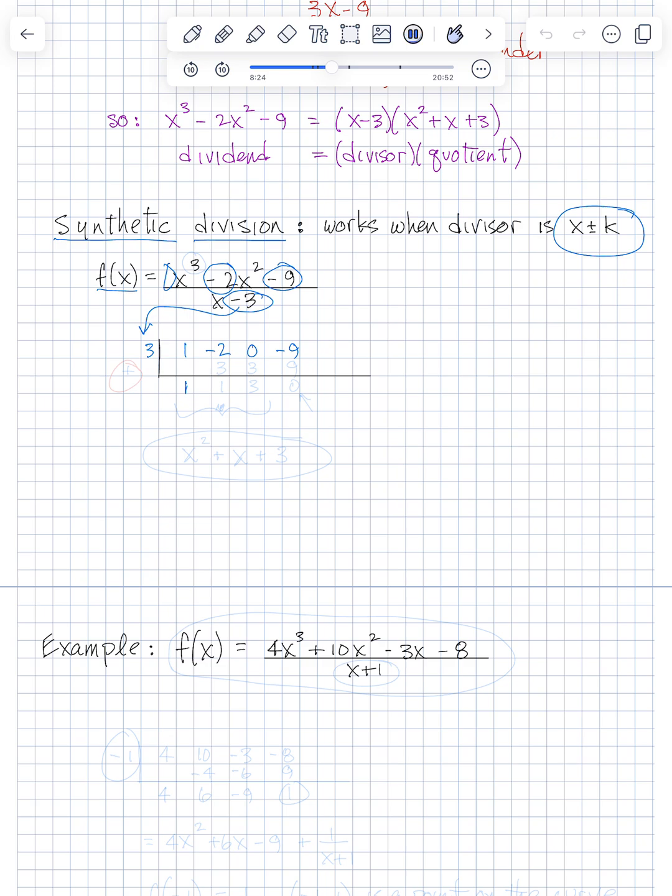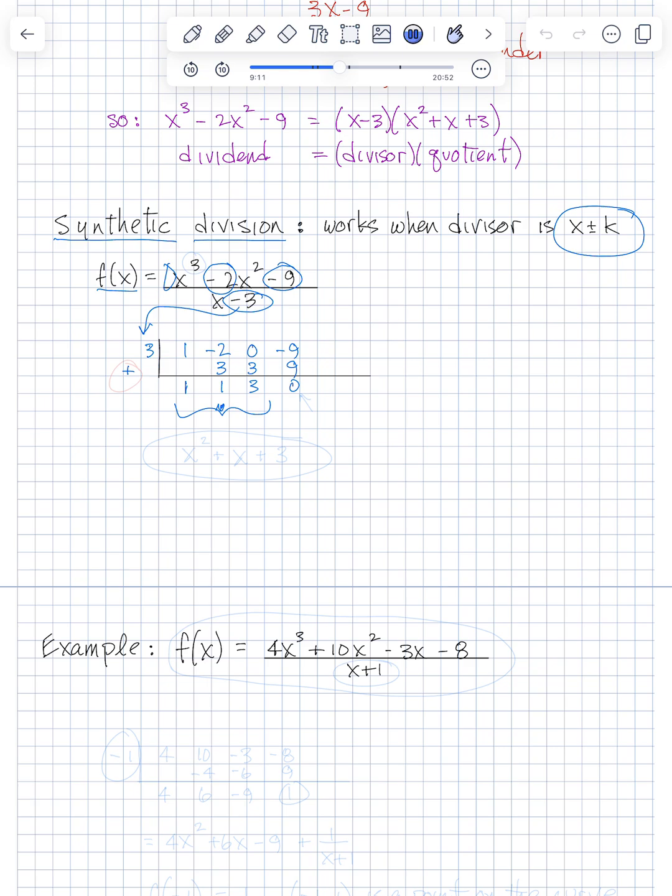Now, we go 3 times 1 is 3, and we put that value right here. And then remember, we are adding these together. So negative 2 plus 3 is 1. Now again, 3 times this 1 gives 3. 0 and 3 are 3. And now 3 times this 3 is 9. Put it here. Negative 9 plus 9 is 0. So these are the coefficients, 1, 1, 3, of our answer.